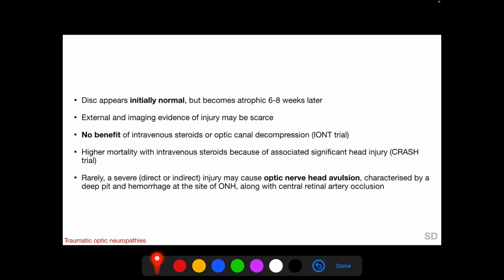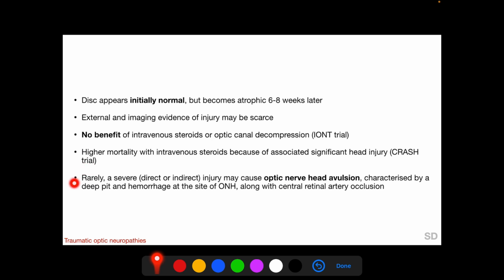There is no benefit of intravenous steroids or optic canal decompression, which has been found in the International Optic Nerve Trauma Trial. We should not confuse this with ION-DT trial, which was for non-arthritic ischemic optic neuropathy. However, the CRASH trial found that there was a higher mortality with intravenous steroids because of the associated significant head injury. Rarely a severe injury may cause optic nerve head avulsion, characterized by a deep pit and hemorrhage at the site of the optic nerve head along with central retinal artery occlusion.